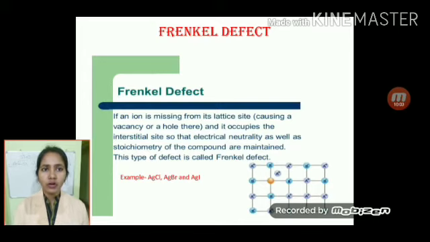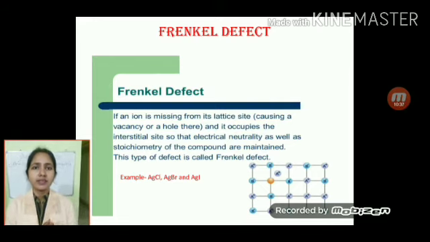It is also called the combination of interstitial defect and vacancy defect, because we can see both in this particular defect. As a particular ion is missing from its place, it creates a vacancy over there, and therefore it is called a vacancy defect. At the same time, the constituent particle occupies an interstitial site, and we call it an interstitial defect also. So this Frenkel defect is a combination of interstitial defect and vacancy defect, right?